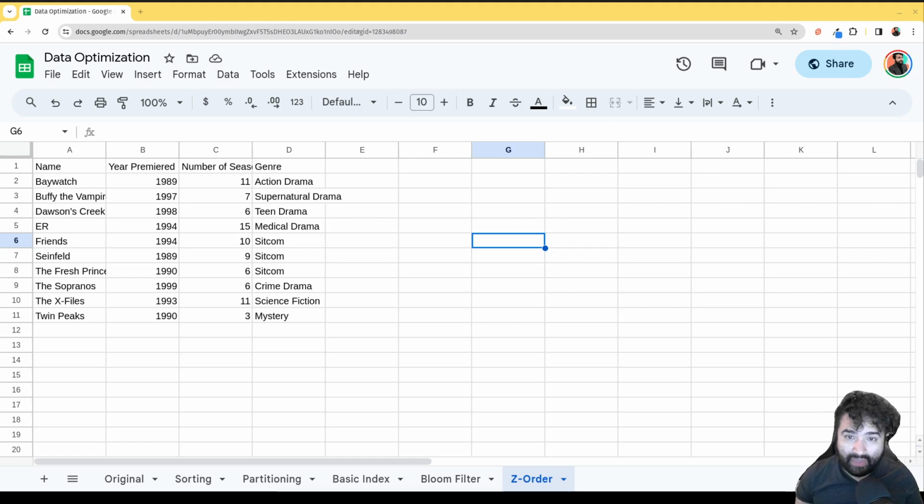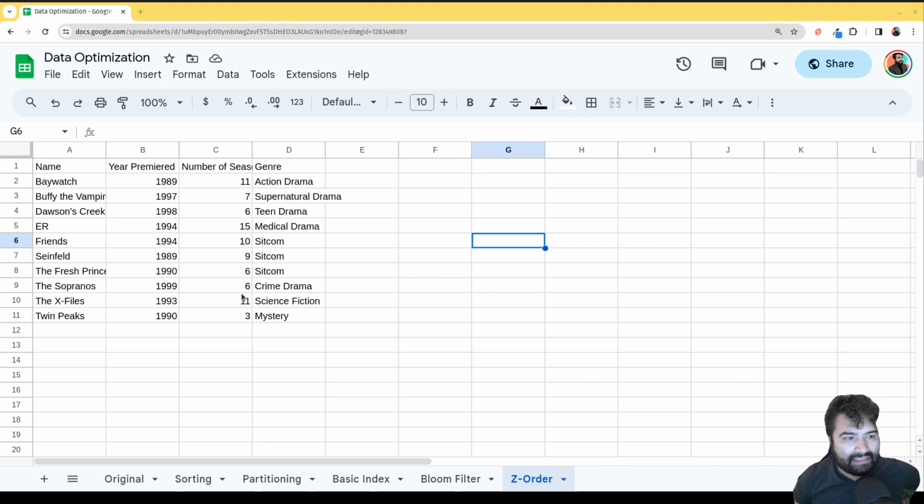Z-order is another way of optimizing your data. Bottom line is this. Sorting your data, we could just sort it by a particular field, and that would be referred to as clustering, because the idea is you're clustering the data together, so that data that's similar is closer together.